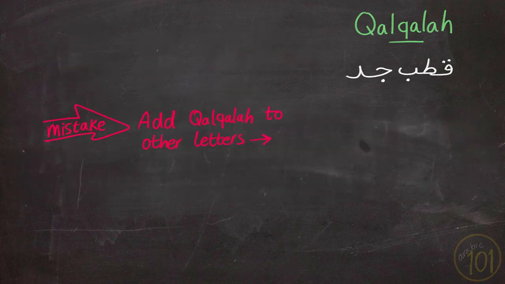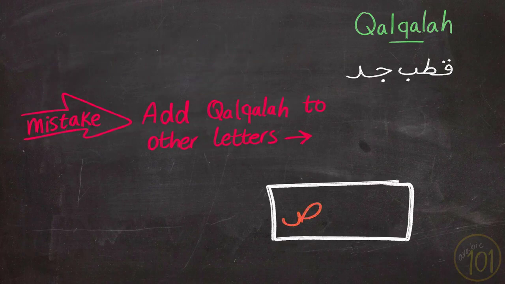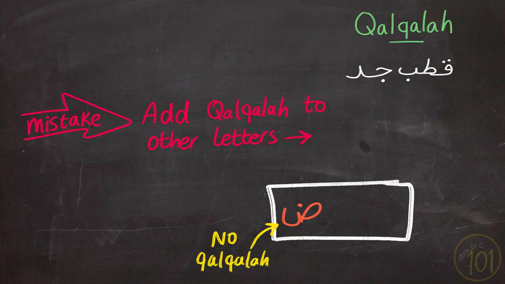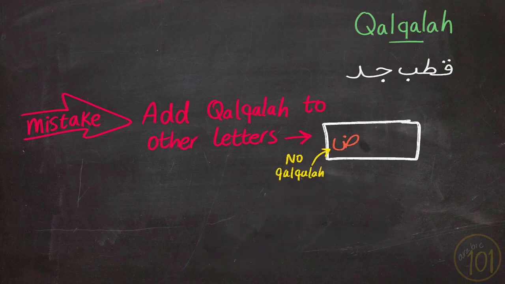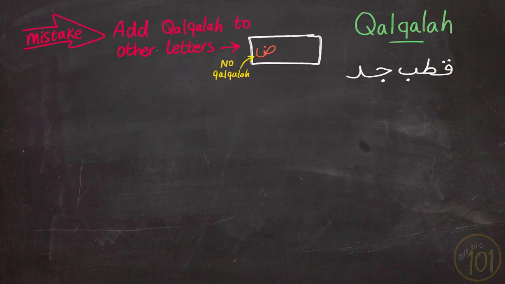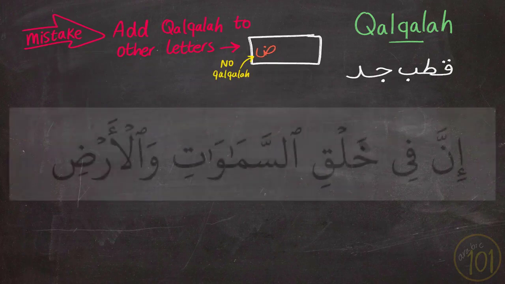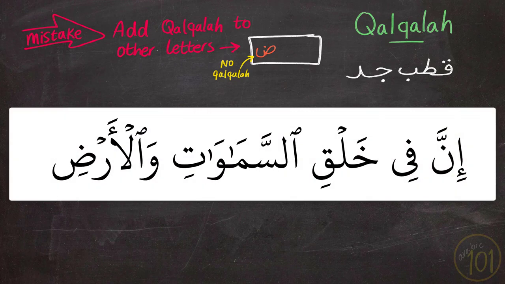When the letter ضاد comes at the end of words and you have to stop at the word, this is usually one of the most common mistakes that happens when people stop at the ضاد, because they mistakenly add Qalqalah to the letter, while ضاد is not one of the Qalqalah letters. Let's have a look at this example and see what the mistake sounds like and how we can avoid it.